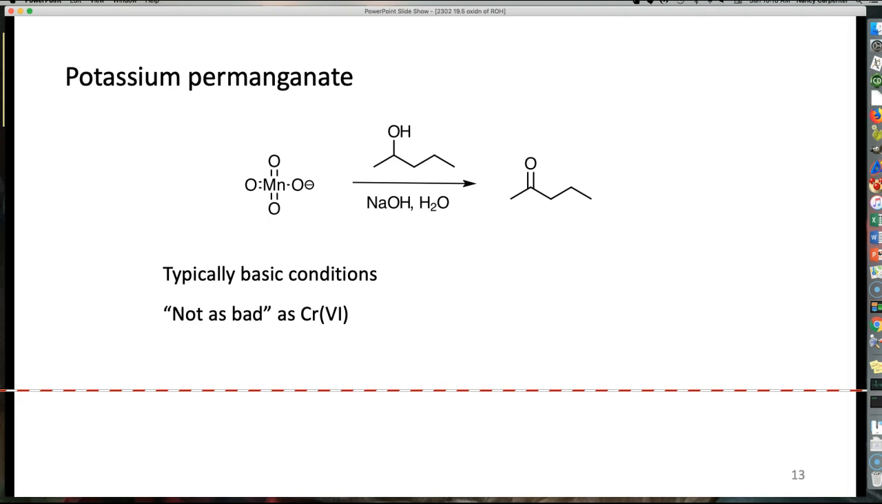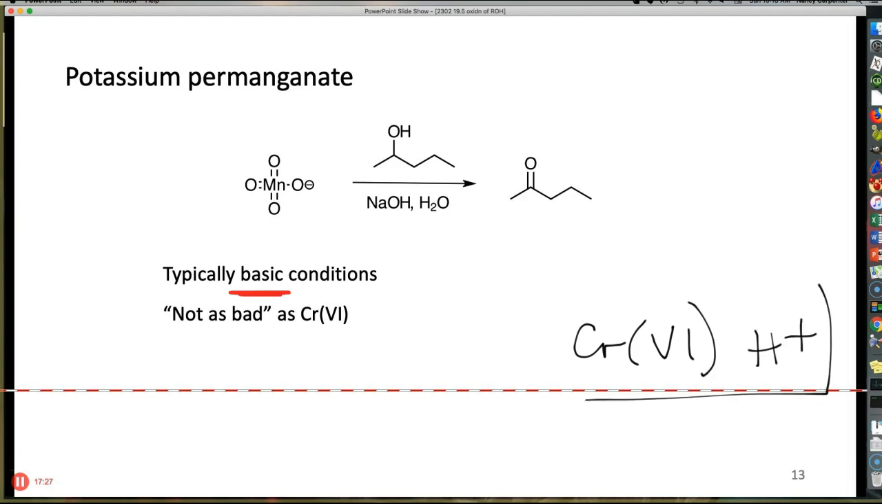Okay, the book goes through some other great oxidizing agents. Potassium permanganate is a good one, and I will do a demo for you on just how good of an oxidizing agent potassium permanganate is. But basically, potassium permanganate is typically done under basic conditions, which is important because all of the chromium plus 6 reagents are done under acidic conditions. So if you have a substrate that is acid sensitive, you can't use chromium, but you could use permanganate.